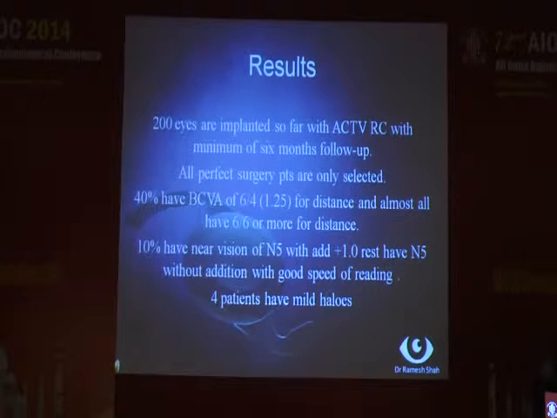200 eyes are implanted so far with Active RC with minimum 6-month follow-up. All perfect surgery patients are selected. 40% of the patients have best corrected visual acuity of 6/4 for distance, and almost all of them have 6/6 or more for distance. 10% of the patients have near vision of N5 with +1 addition. Rest have N5 without any addition. All of them have good speed of reading. 4 patients have mild halos.